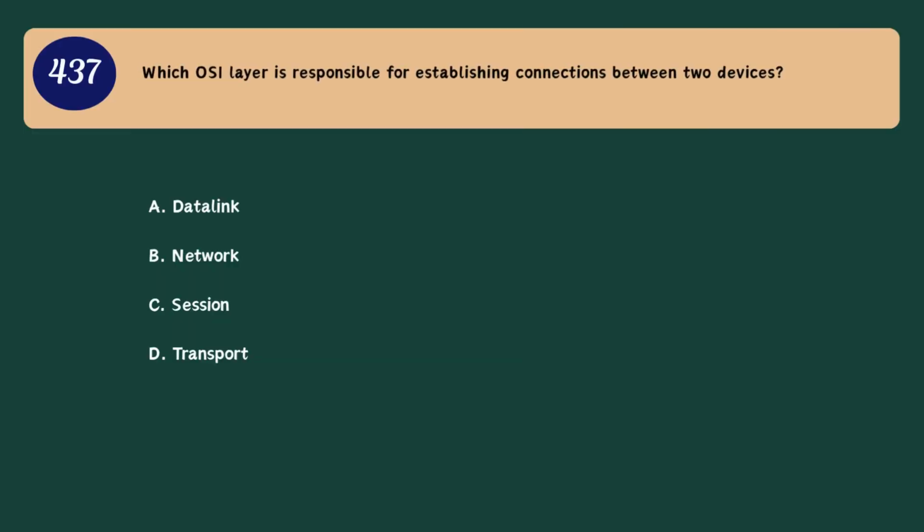Question 437. Which OSI layer is responsible for establishing connections between two devices? A. Data link. B. Network. C. Session. D. Transport.